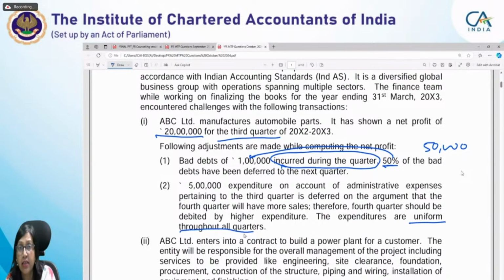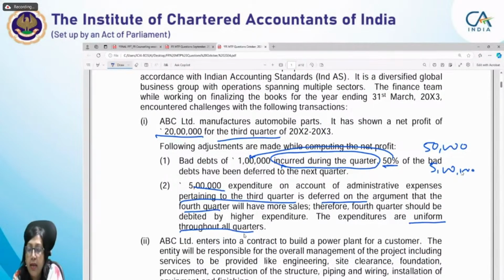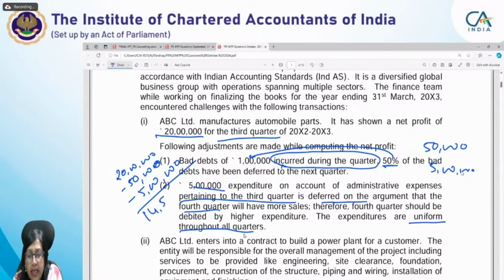If it is uneven or not uniform, in that case you have to find out how allocation is to be done. So 5 lakh administrative expenses relating to the third quarter, which has been deferred to the fourth quarter, should be in the third quarter. So this 5 lakh should also be charged in the third quarter. So 20 lakh reduced by 50,000 of bad debts, which should have been charged but was not charged, and 5 lakh, which was deferred, should also be charged in this third quarter only. So the correct net profit of the third quarter is 14 lakh 50,000.